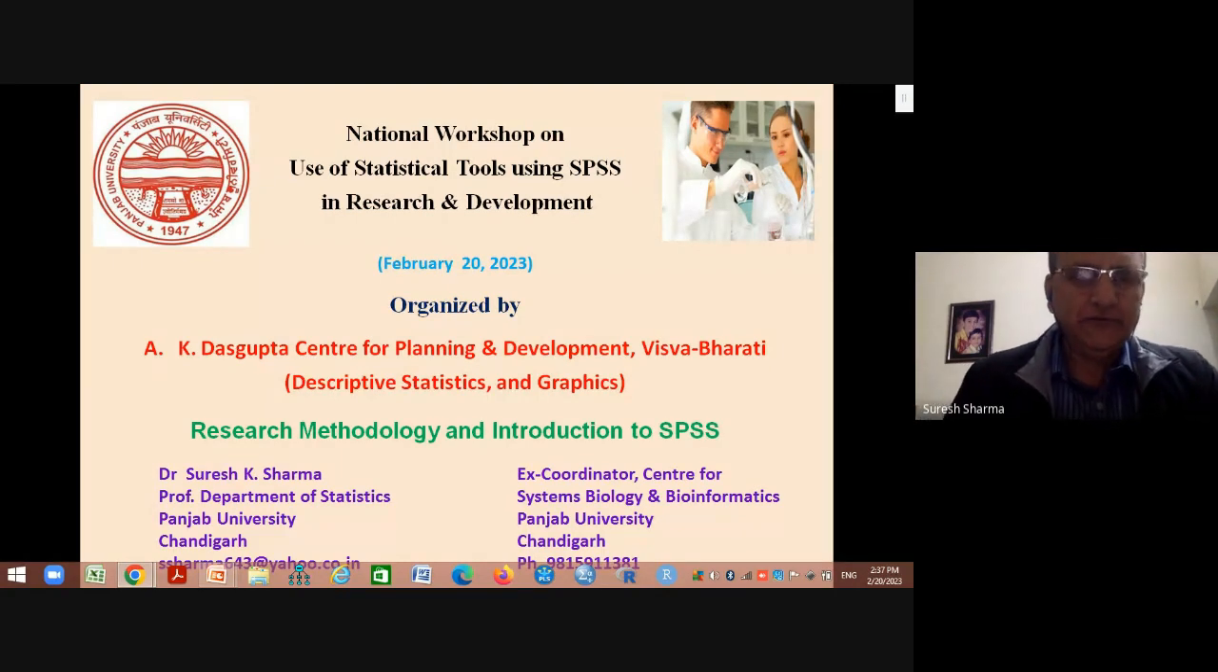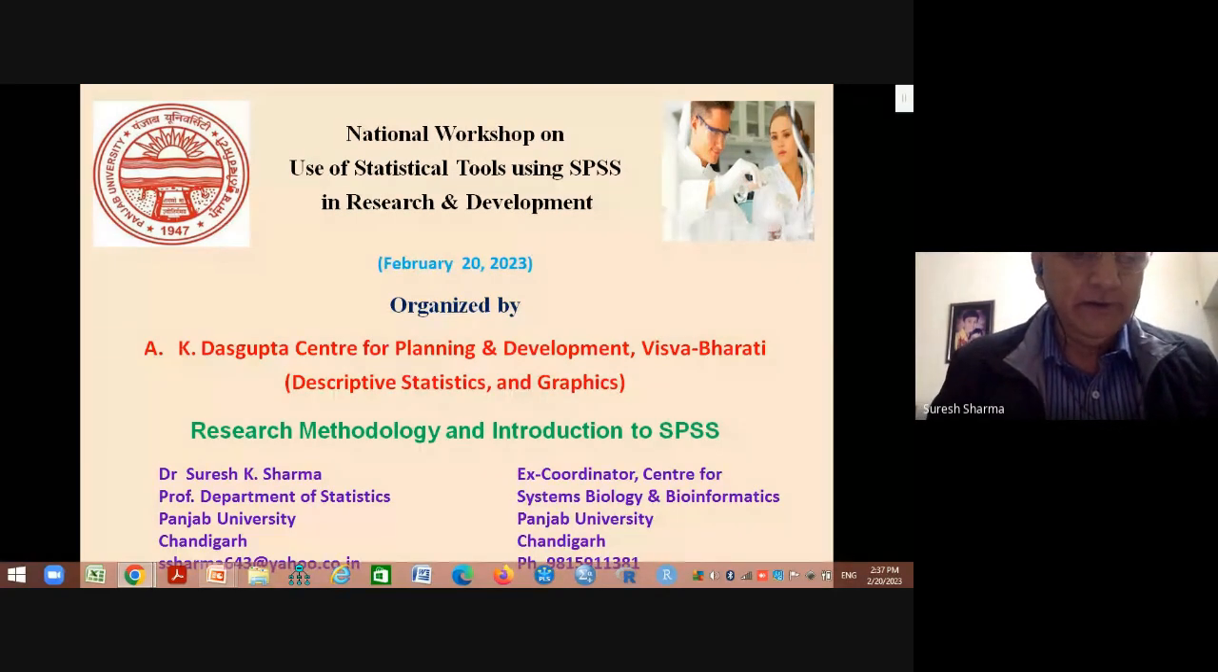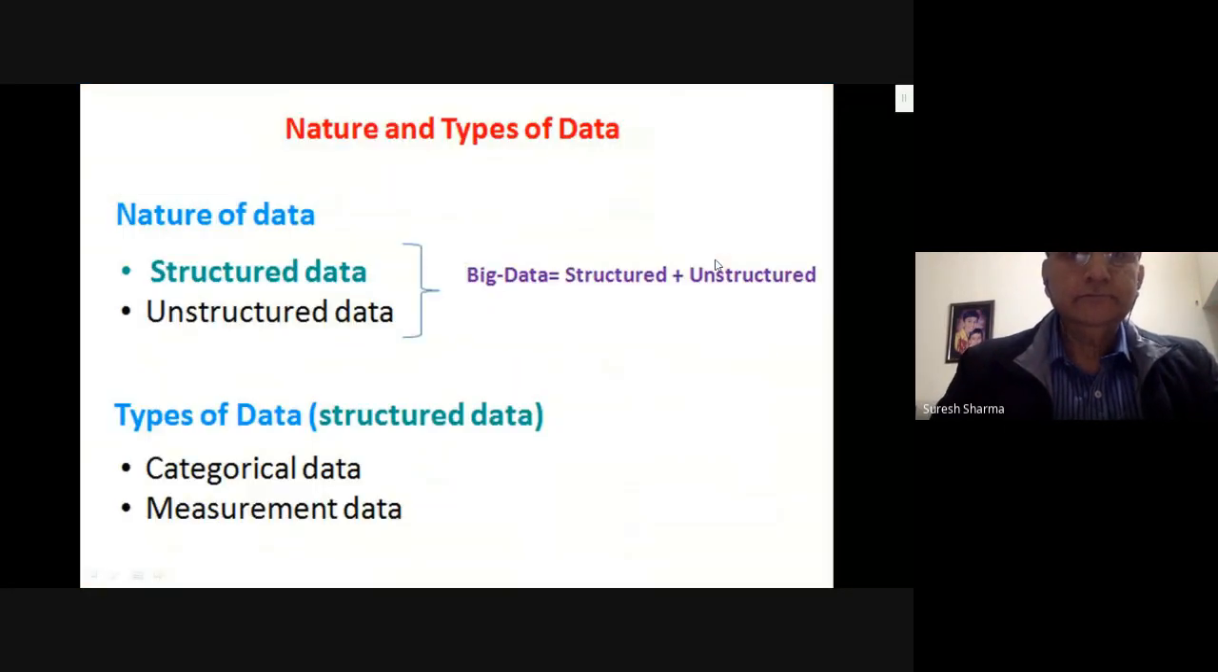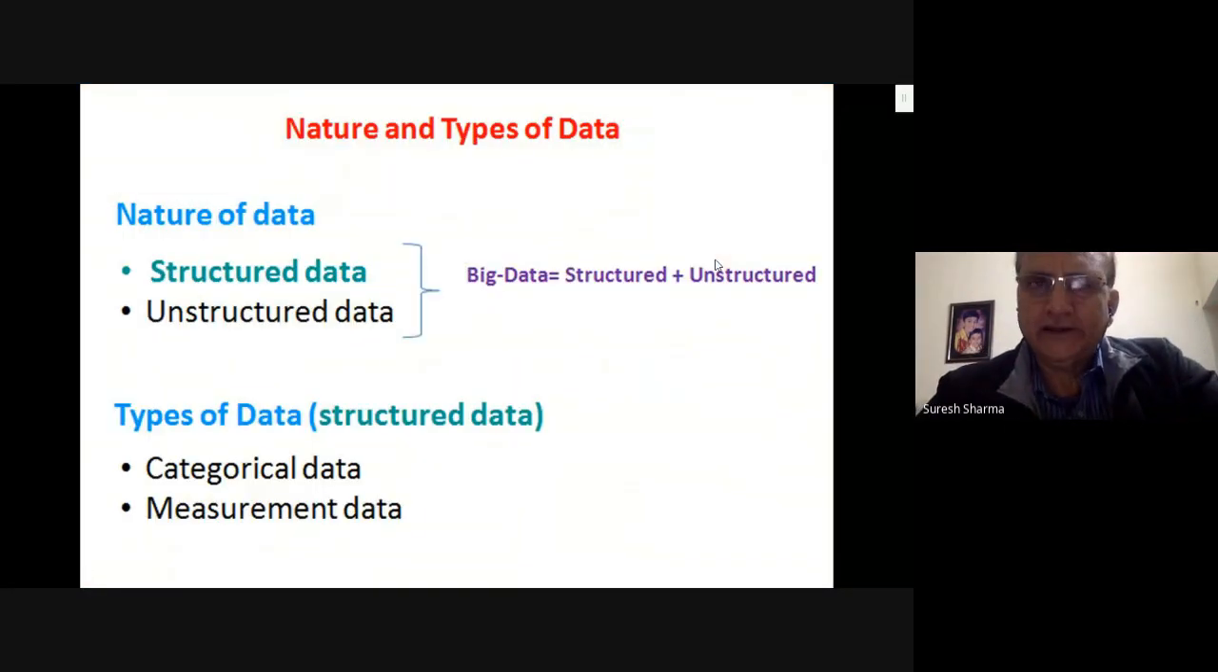Half an hour will be devoted to the research methodology part, because as I mentioned, it will cover some basics of statistics as well as types of data. If you look at the nature and types of data, particularly the nature of data, it is basically of two types. Either it is called structured data or it is called unstructured data.